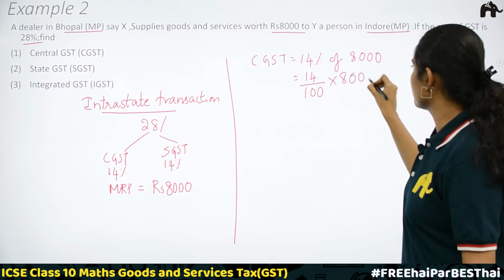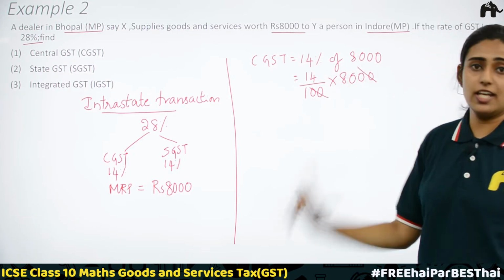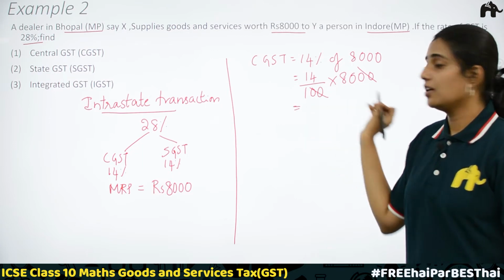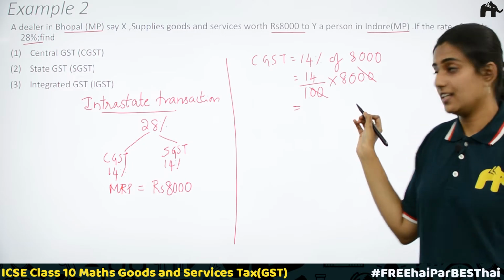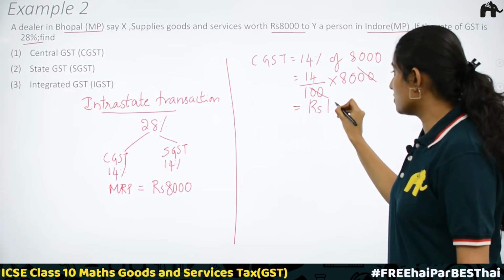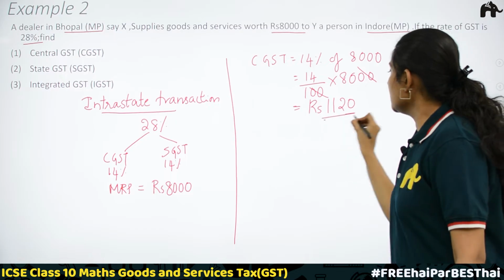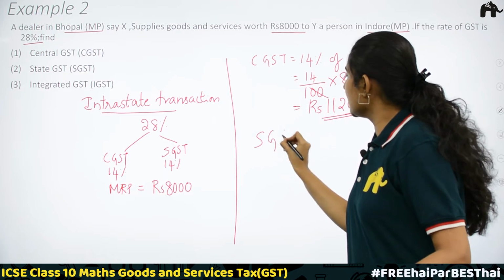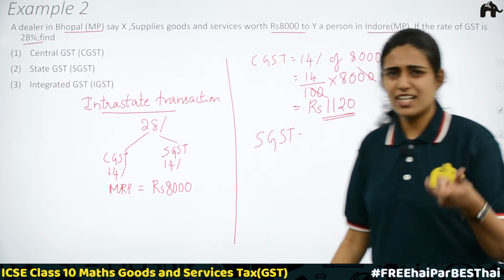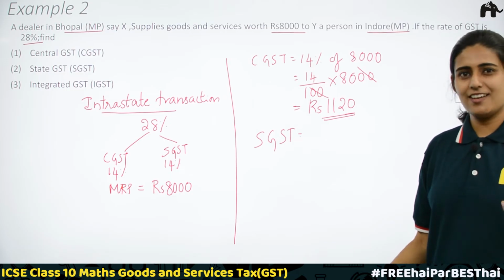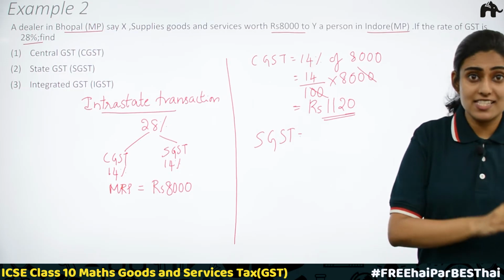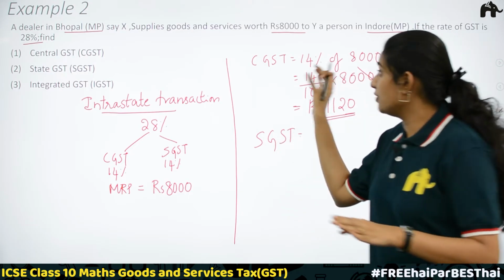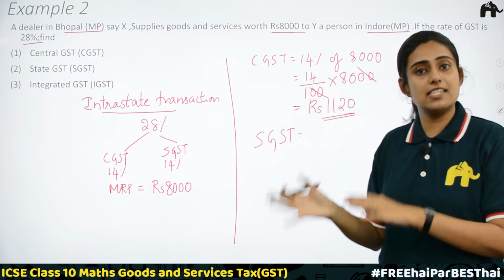Cancelling out the zeros, 14 into 80. Do the calculation. What do you get on multiplying 14 and 80? You will be getting, got the answer? Yes, rupees 1,120. This is the tax amount, that is CGST amount. In order to find SGST, there is a relation between SGST and CGST. What amount you get as CGST will be the same as the SGST. There will be no difference. If you get CGST some amount, the same will be the SGST amount as well.